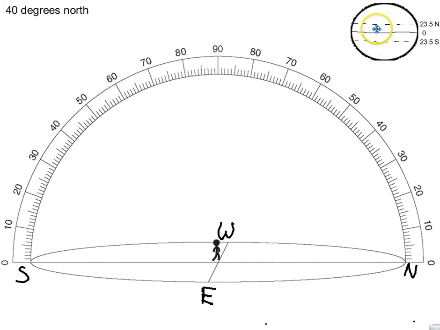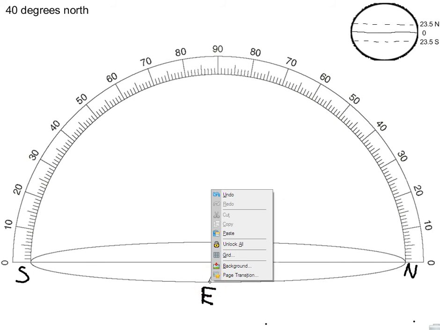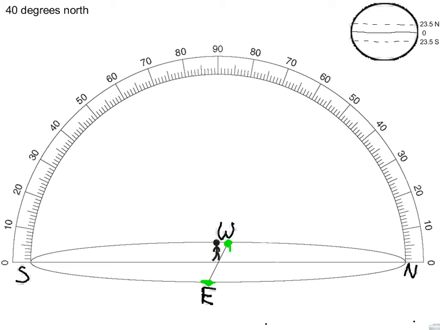Up in the right-hand corner over here, I have an illustration of Earth with the three major lines of latitude to help me draw my sun's path. We're going to start with an equinox. For every observer on Earth, during an equinox, the sun will rise directly east and set directly west. This is because the equator is getting the most direct sunlight.